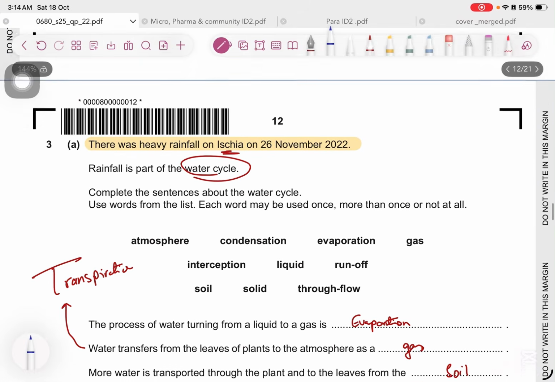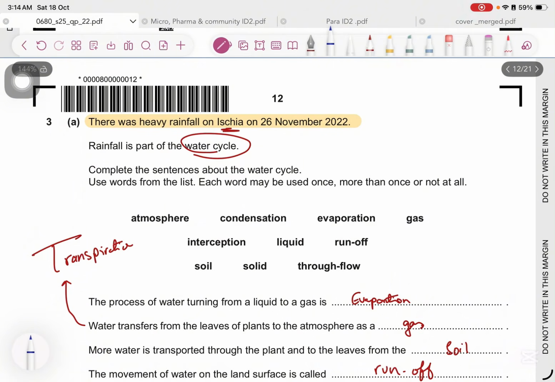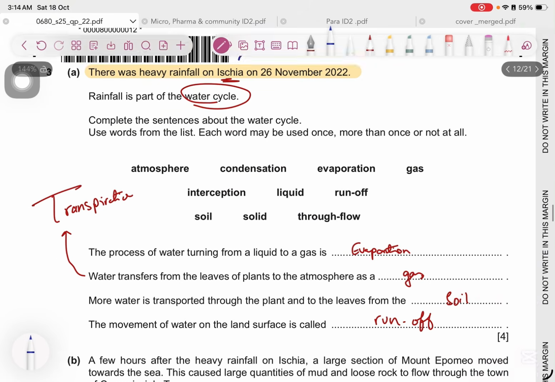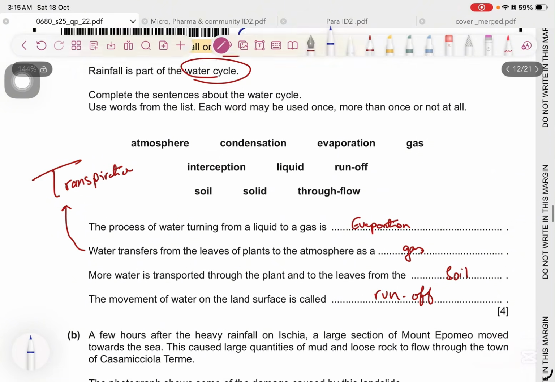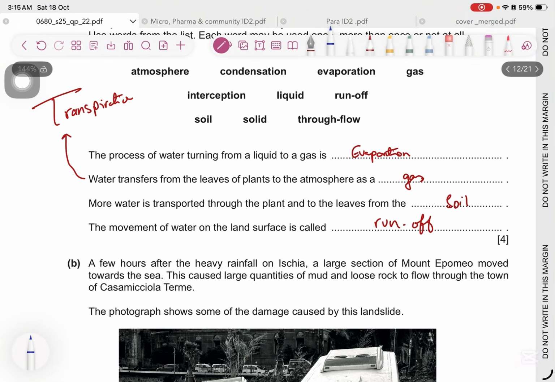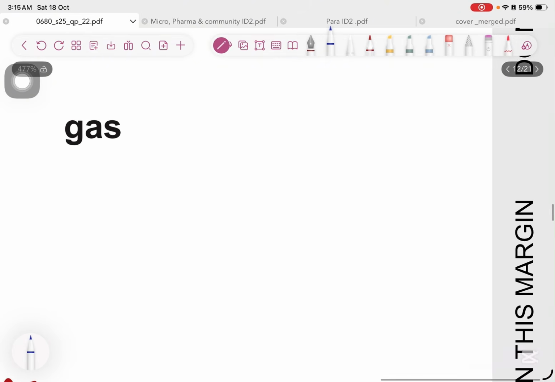Question 3. There was heavy rainfall on Ischia. I told you it was a very hot country. If you remember from the second page, they mentioned that Ischia, or Italy, was a hot country. So a lot of evaporation, therefore heavy rainfall. Rainfall is part of the water cycle. Now complete the sentences about the water cycle. Use the words from the list. You can use them once or more than once. The process of water turning from liquid to gas is evaporation. Since this was a doubt for many, let's revise the water cycle together.